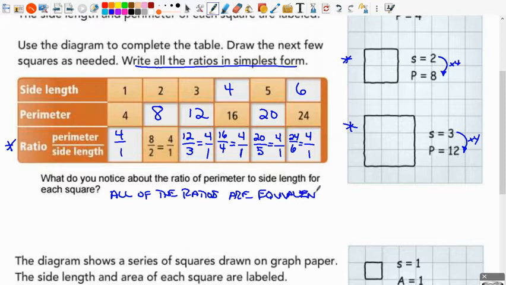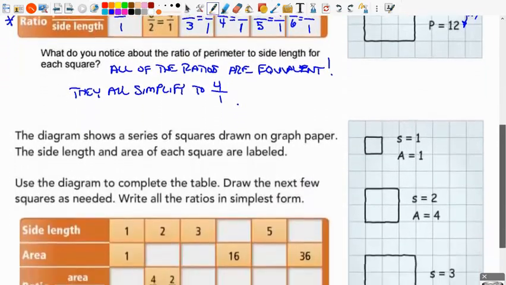All of the ratios are equivalent. They all simplify to 4 over 1. So all of the ratios of perimeter to side length in this example are equivalent. So let's take a look at the next diagram.